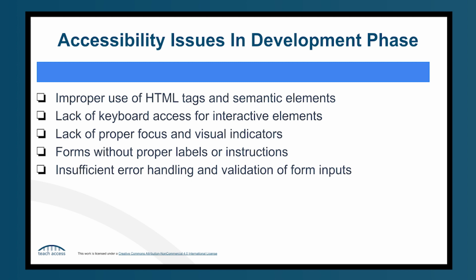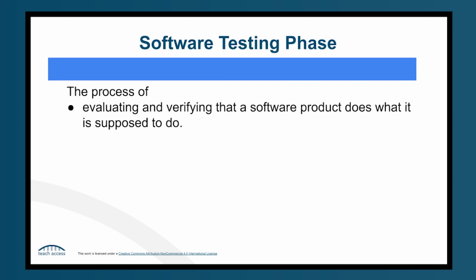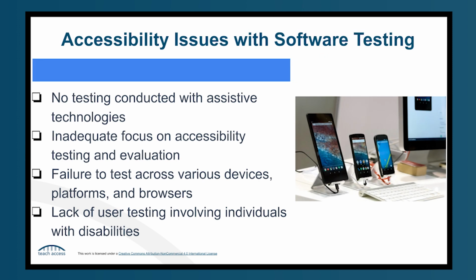As with any software application, insufficient error handling and validation for form inputs is problematic for accessibility. Software testing is the process of evaluating and verifying that a software product does what it is supposed to do. Accessibility issues are likely when there is limited or no testing conducted with assistive technologies such as screen readers, or if there is an inadequate focus on accessibility testing and evaluation entirely.